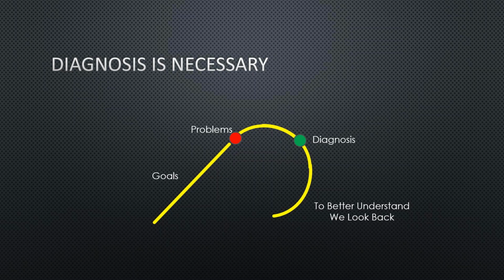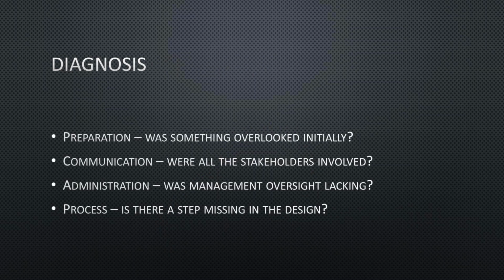And what happens is our progress keeps going down, and we need to just let it continue, and we start looking backward. We're going to look back at the problem. Just like you see the line up here, it starts actually curving back. We're going to look back at the problem to find what the root cause is. And we're going to look at these four areas we mentioned. We're going to look at preparation and say, was something overlooked initially? Is there something that wasn't done at the early stages that needed to be accomplished first?